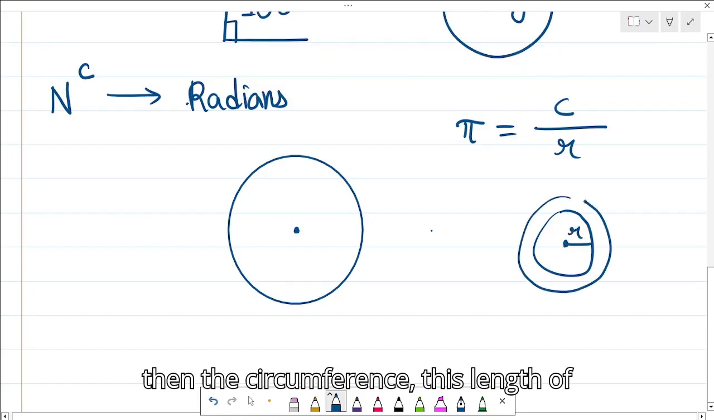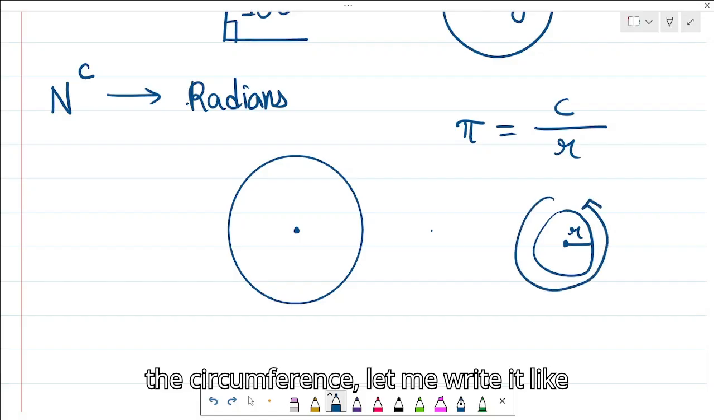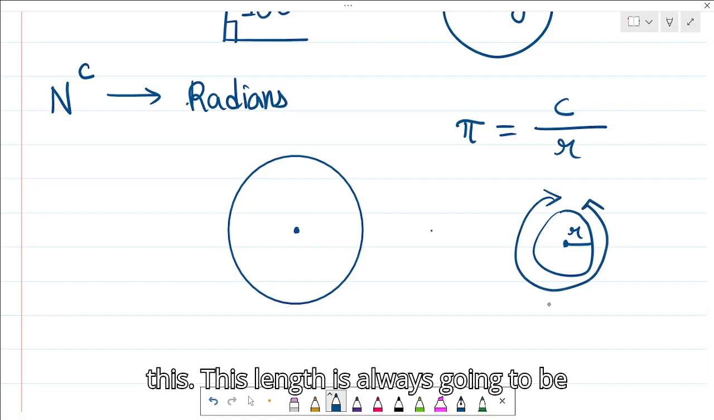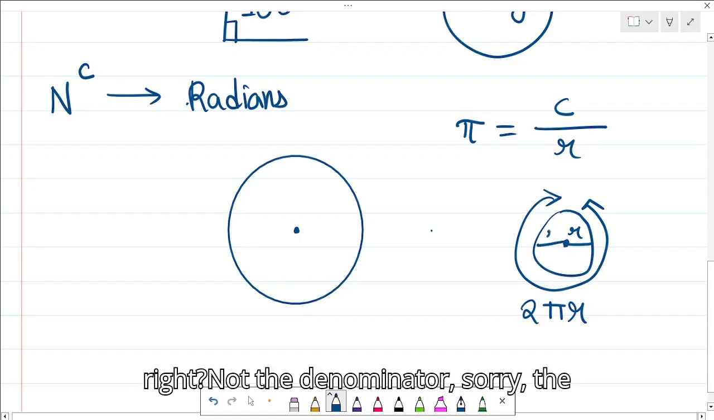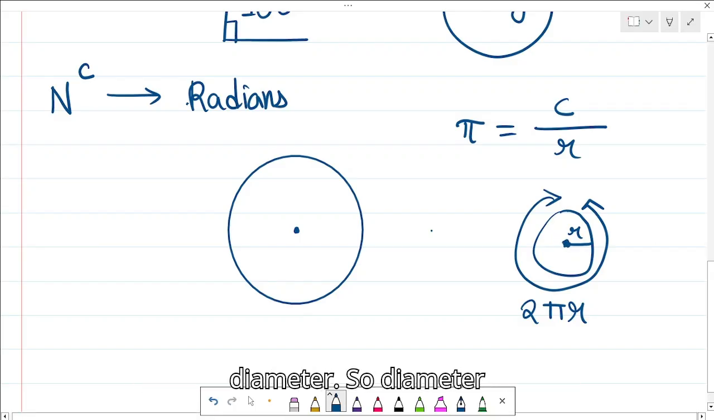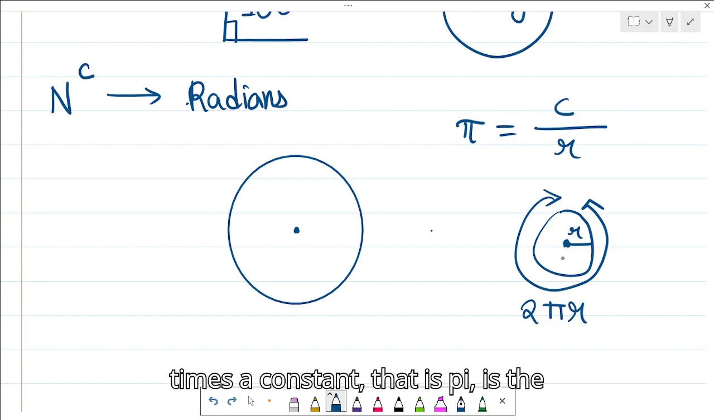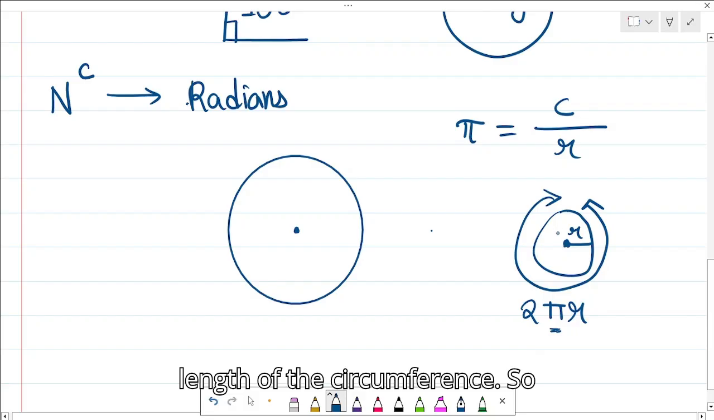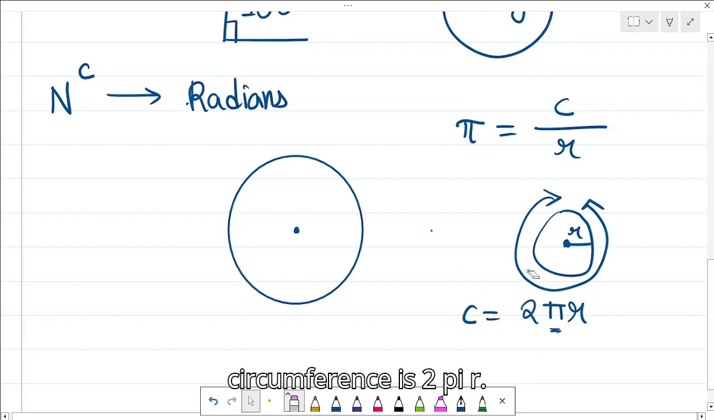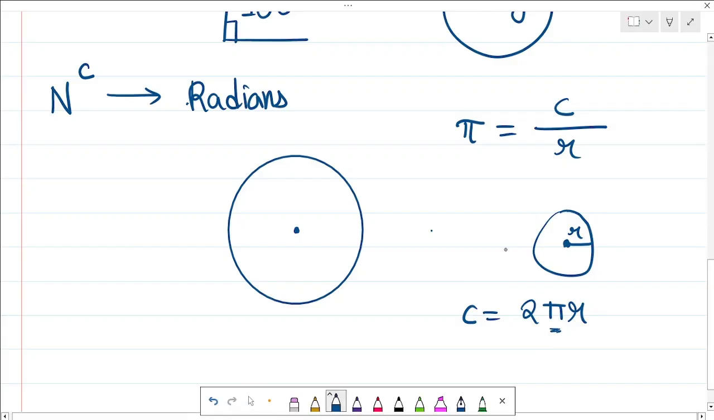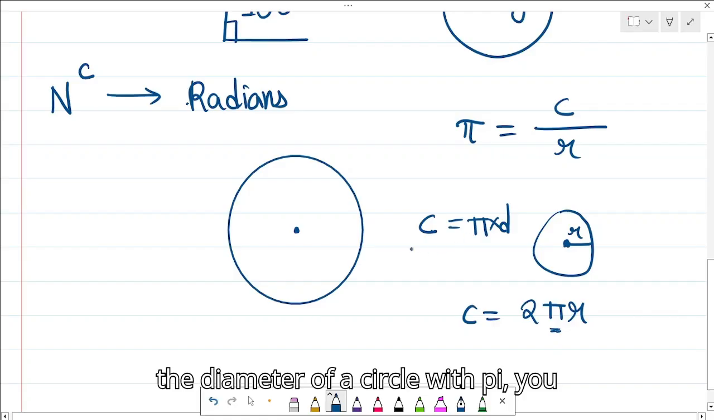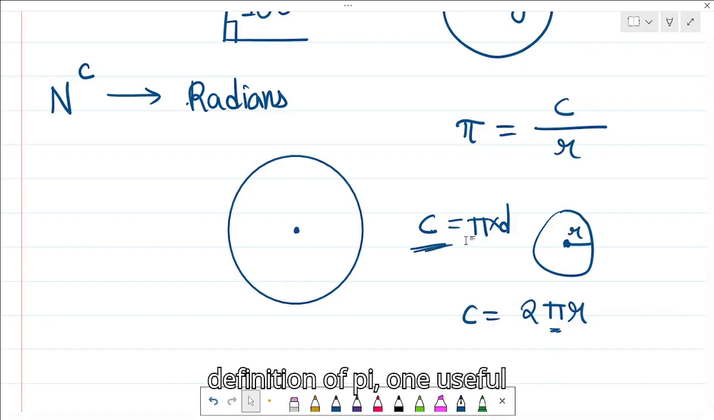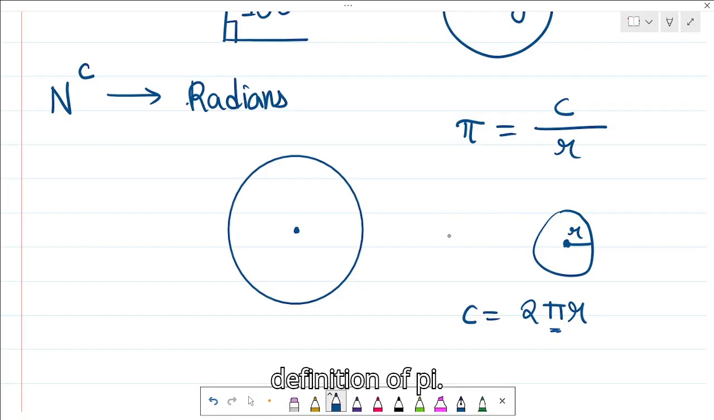then the length of the circumference, let me write it like this, is always going to be twice pi r, because if you have the diameter, that's twice r, right? So diameter times a constant that is pi is the length of the circumference. So circumference is 2 pi r. It's defined like this. If you multiply the diameter of a circle with pi, you get its circumference. So that's the definition of pi. One useful definition of pi.